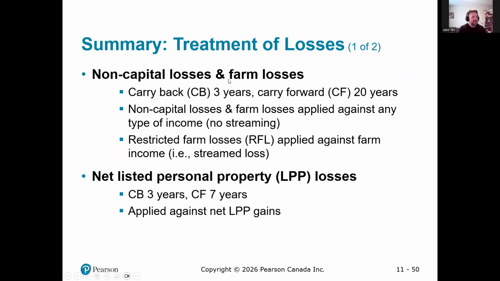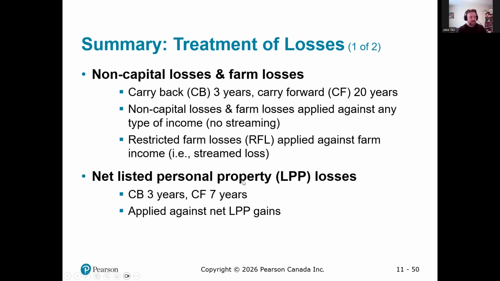Non-capital losses and farm losses. If we do have these losses, they can carry back 3 years and carry forward 20 years. The expectation is that at some point in the next 20 years, surely you will earn income. Non-capital losses and farm losses are applied against any type of income. There's no streaming. The restricted farm losses apply only against farm income. This is a streamed loss.